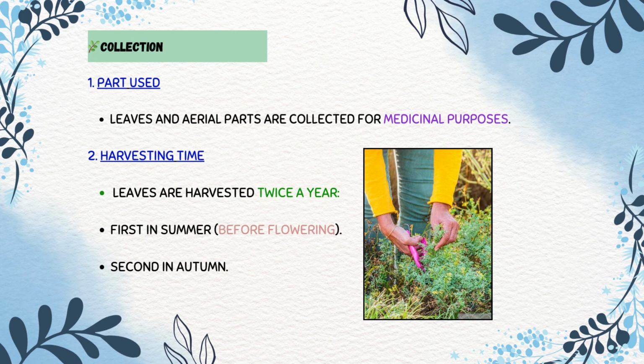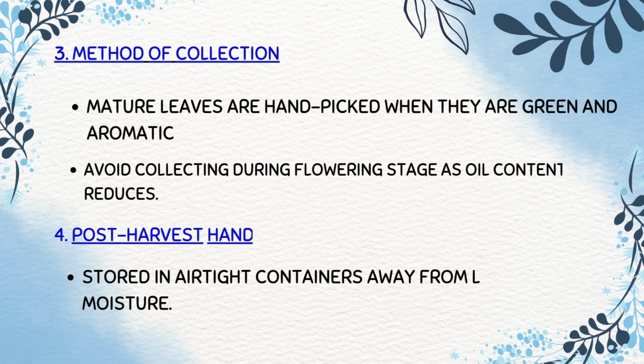Now, the collection of RUTA. First, part used. Leaves and aerial parts are collected for medicinal purposes. Second, harvesting time. Leaves are harvested twice a year, first in summer before flowering and second in autumn. Now, third one is method of collection. Mature leaves are hand-picked when they are green and aromatic. Avoid collecting during flowering stage as oil content reduces. Fourth is post-harvest handling. Stored in airtight containers away from light and moisture.